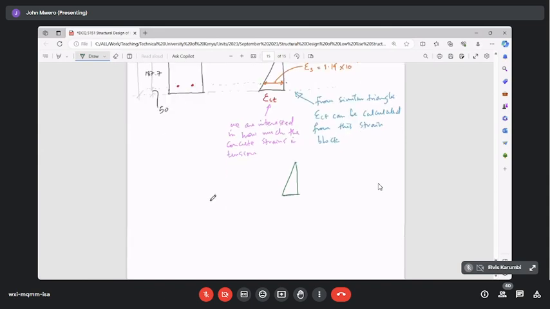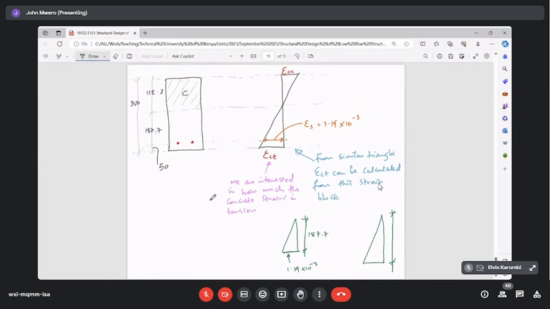The depth of that figure is 187.7, and this value here is given as 1.19 times 10 minus 3. That's the first triangle. Then we've got another triangle, bigger. The second triangle we extract from the neutral axis to this corner and to this corner. So the depth will be 187.7 plus 50, so 237.7.